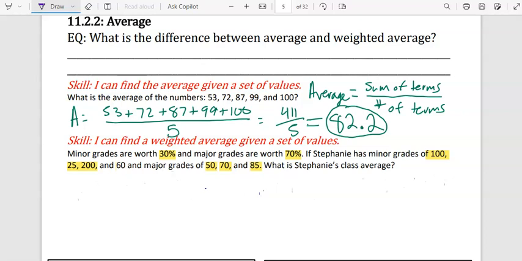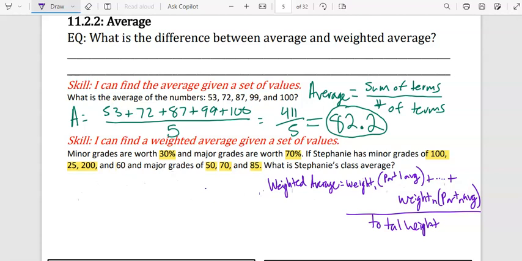The formula is different. For a weighted average, you multiply the weight of each part or collection of parts and then divide by the total weight. To do this, we'll write it out here. The first part is worth 30%. In standard form, that is 0.3. We want to find the average of the first part. These numbers right here are part of the first part. We'll add those together and divide by the number of terms. 100 plus 25 plus 200 plus 60 all over 4.